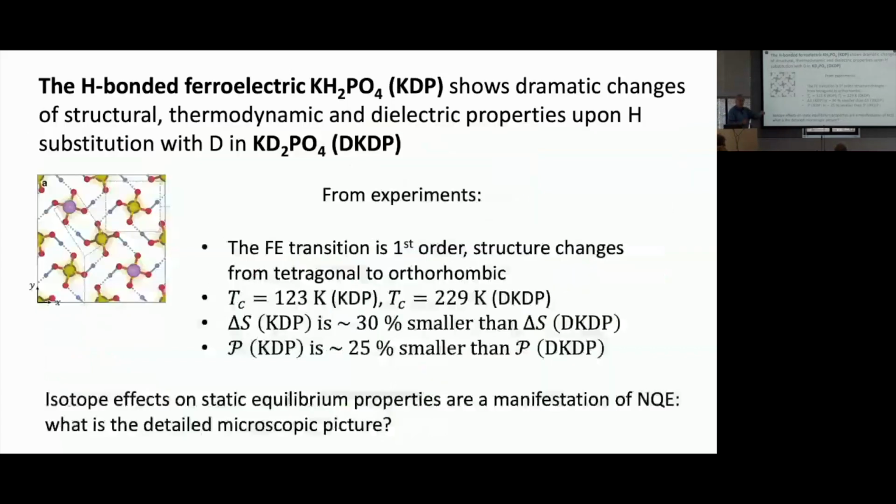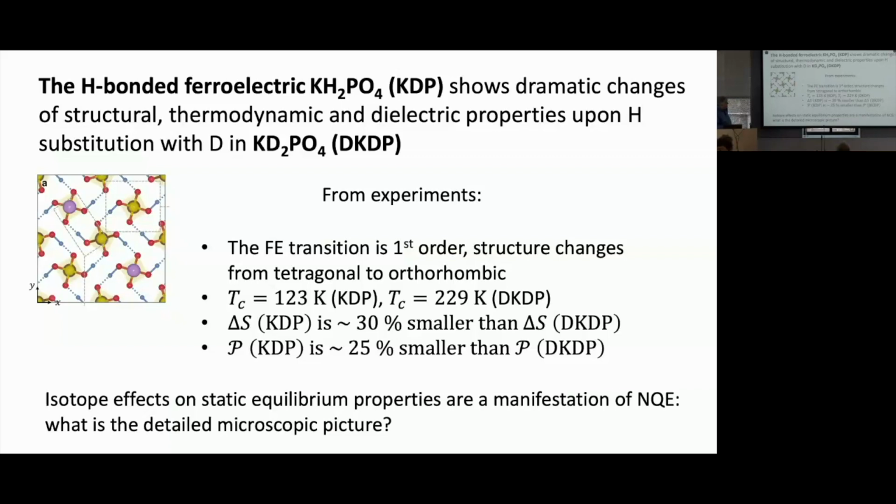Now let me move to the second example. The second example is a system that has been studied for a long time, since the early work of Slater in the 1940s. It is potassium dihydrogen phosphate, KDP, and this is a typical hydrogen bonded ferroelectric. In this system, the ferroelectric phase transition is first order. The structure changes from tetragonal to orthorhombic.